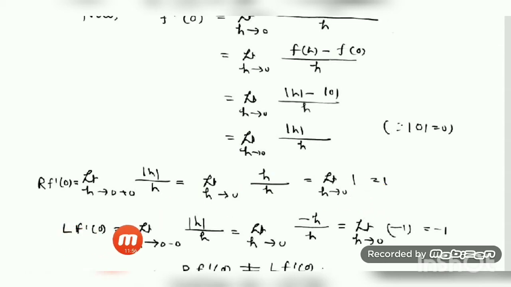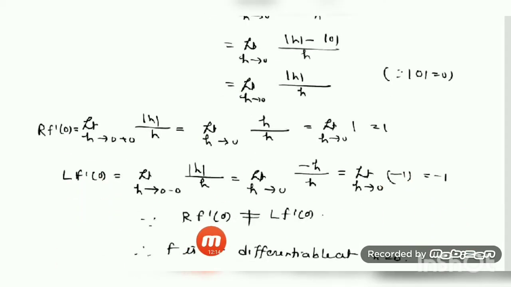Now consider the left hand derivative, that is limit h tends to 0 minus 0, modulus of h by h. And modulus of h can be written as minus h, so minus h by h is equal to minus 1, and that value is equal to minus 1. So we have seen that right hand derivative Rf dash 0 is not equal to left hand derivative Lf dash 0.